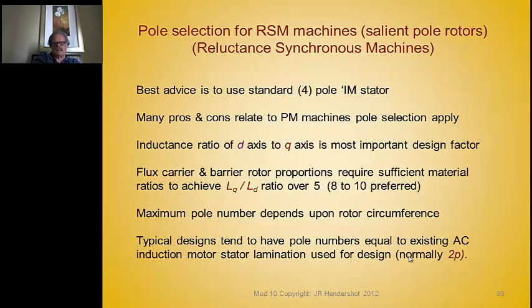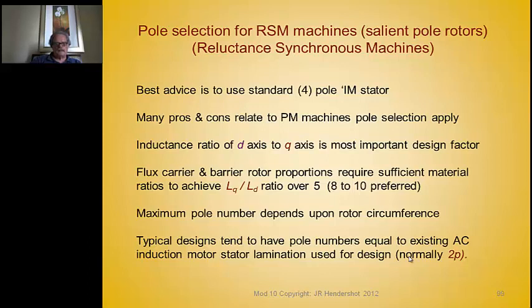For reluctance synchronous machines, my best advice is to start with an existing standard 4-pole induction motor stator. Many of the pros and cons that relate to PM machines apply to the RSM as well. The most important aspect of an RSM is the design of the rotor, and the goal is to get as high an inductance ratio as possible between the D axis and the Q axis as they line up with the stator phase windings. That means you have to create flux barriers and leave some flux carriers in there, and have the proportions such that you can get inductance ratios over 5, with 8 to 10 preferred or higher if possible.